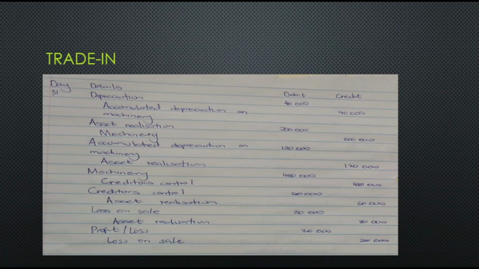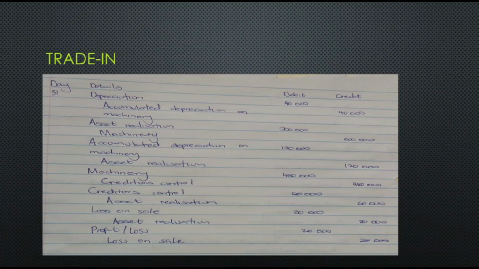So you're also going to record the new machinery of 480,000 and you're going to credit your creditors control. You can also write XYZ Suppliers. And then you're going to debit creditors control with 60,000 and you're going to credit asset realization, because that's the value of the trade-in.